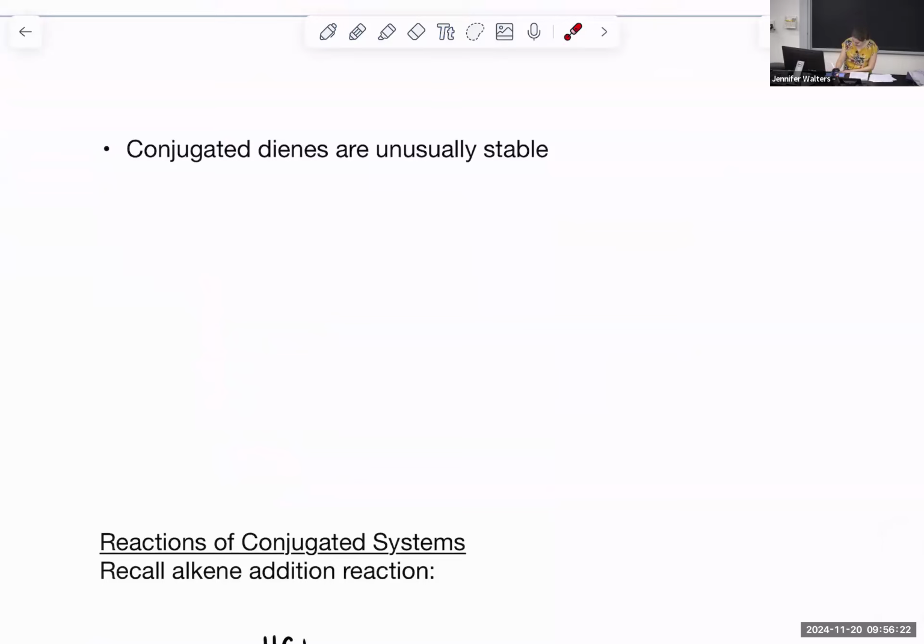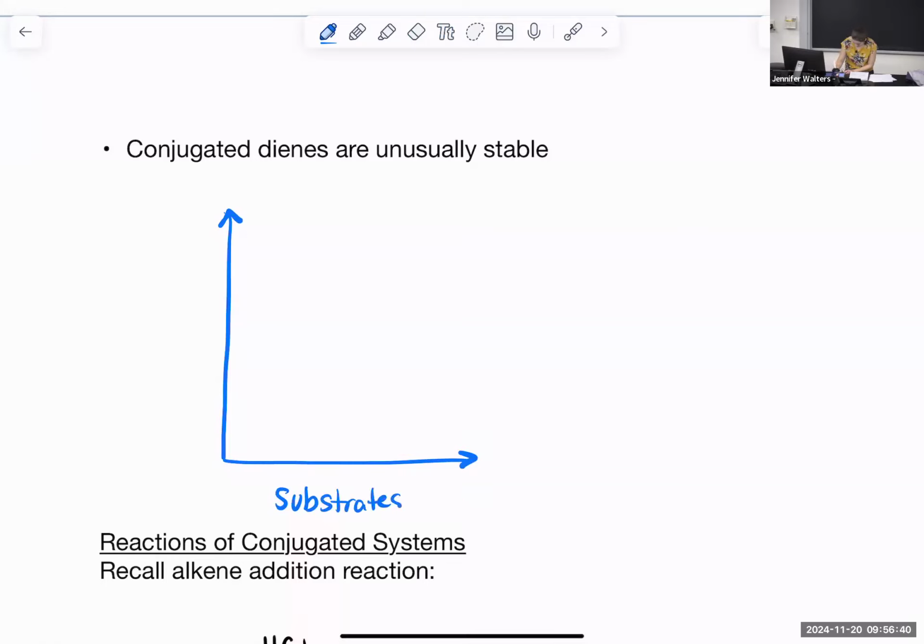Our conjugated dienes are going to be unusually stable. Like, it's going to be weird how stable they are. So if I draw this energy diagram, so that I just have substrates here, I'm going to just draw molecules. But my energy is on the y-axis.